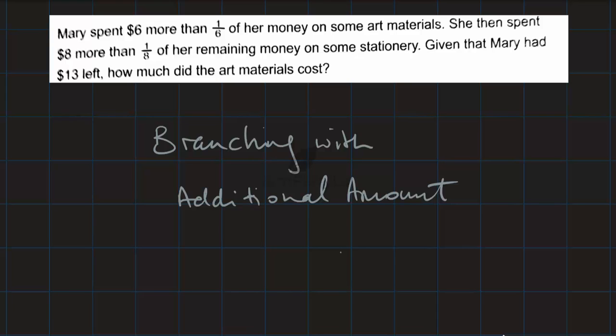Done this before. This is branching with additional amount. So the key to such questions is you see where the person uses some money more than a fraction of her money on certain things. Then you use these kind of models, okay? So let's check it out.